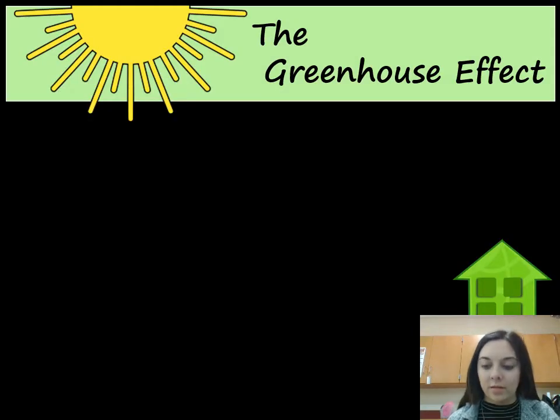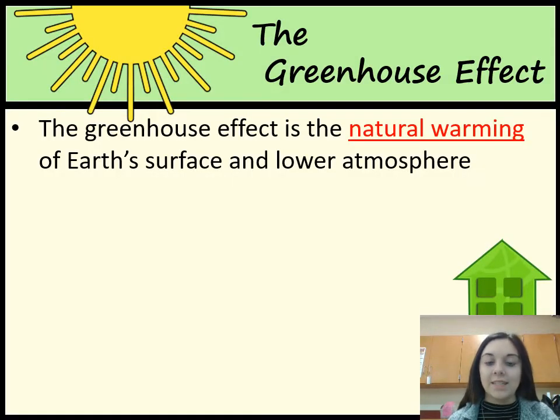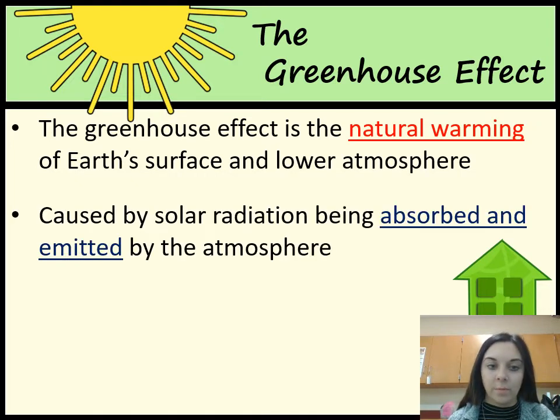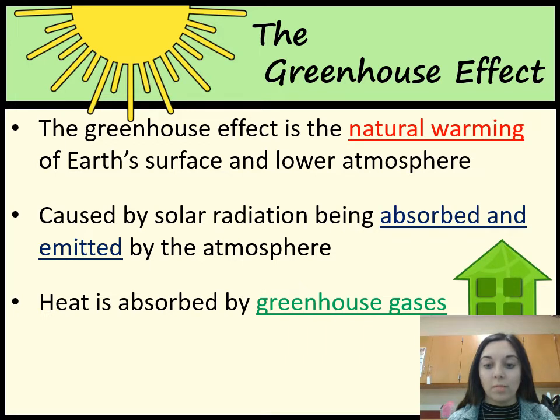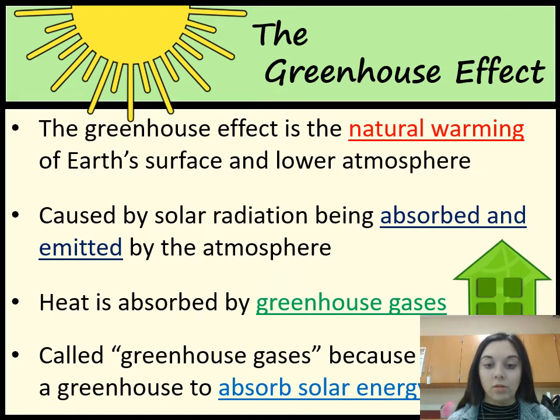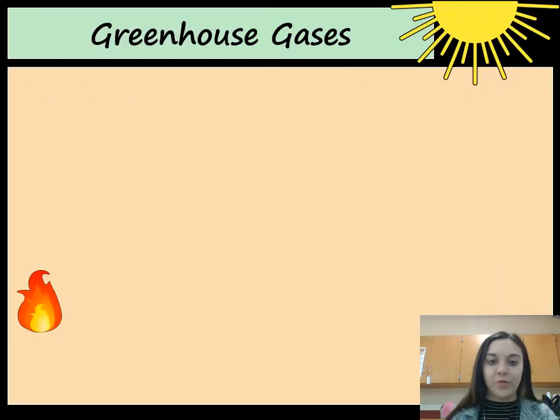The greenhouse effect. So the greenhouse effect is a natural warming of the Earth's surface and lower atmosphere. It's caused by the sun, so solar radiation that's being absorbed, so taken in, and then emitted, released back by the atmosphere. Heat is absorbed by greenhouse gases. We'll talk about what those are. And they're called greenhouse gases because they act as a greenhouse to absorb the solar energy. Let's talk about those greenhouse gases.